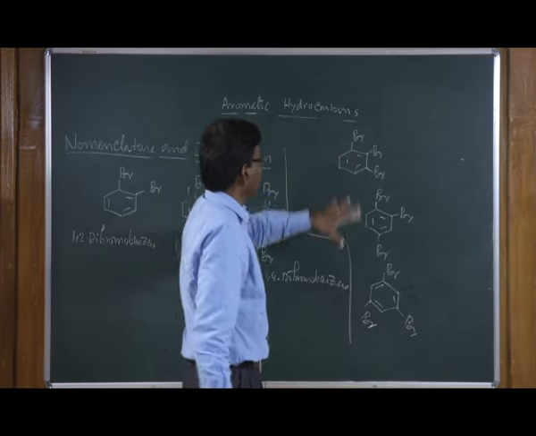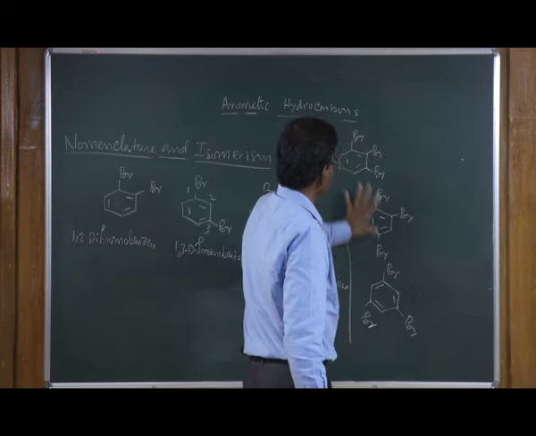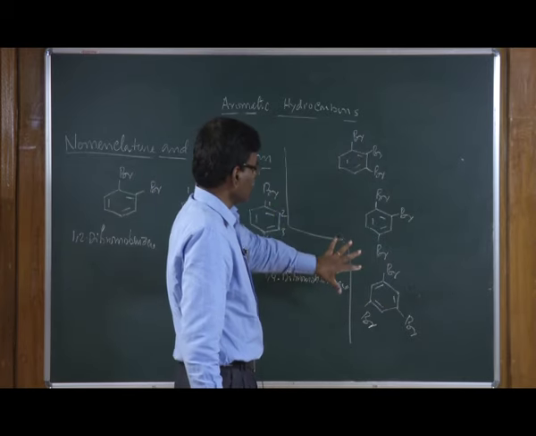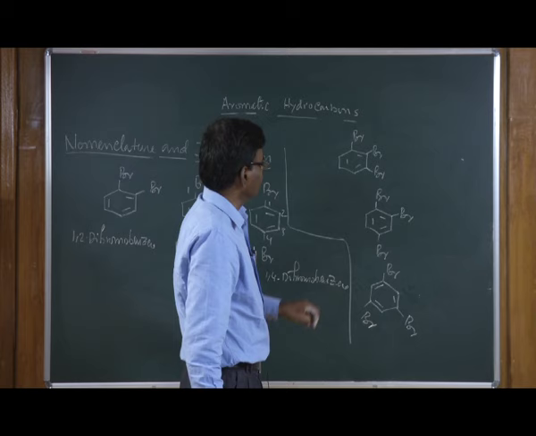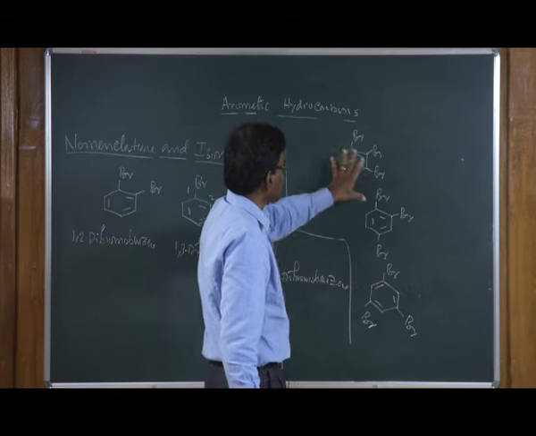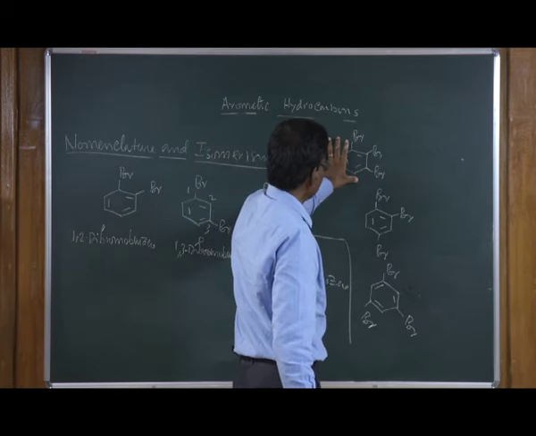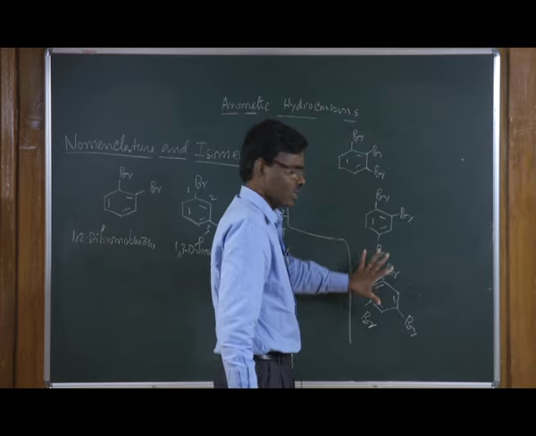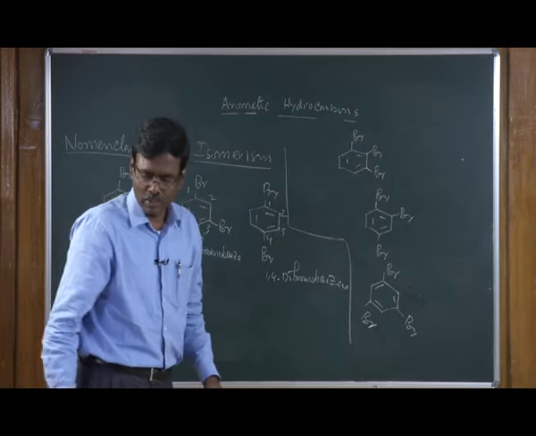So, if you look at these molecules, they are also isomers, but they have different structures. Let us compare these three molecules. They also have the same molecular formula but different structures. These are also called regioisomers.